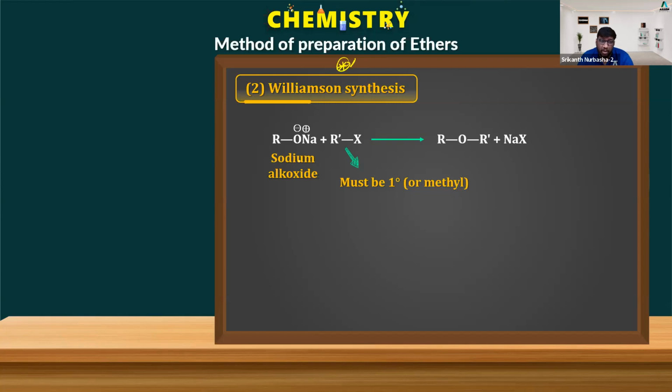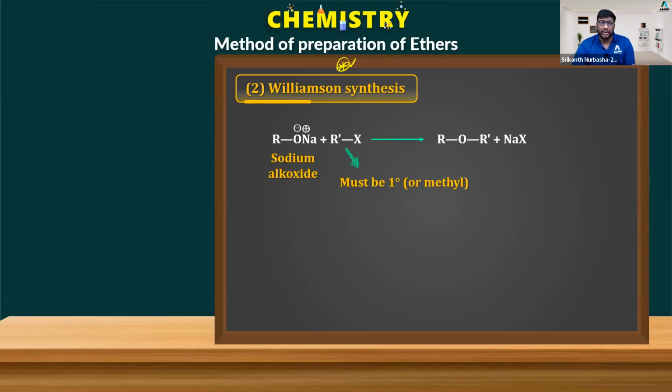Same here, the sodium alkoxide is going to act as a nucleophile and it has to attack the electrophilic carbon. In the alkyl halide, the carbon-halogen bond is a polar bond. The electron density moves towards the halogen, so we get a partial positive charge on the carbon. The partially positively charged carbon has to be attacked by the nucleophile in the SN2 fashion.